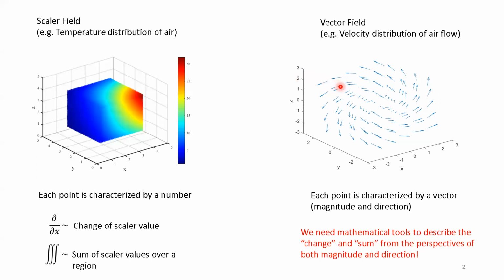So roughly speaking, the reason why we need vector calculus is because we also need to describe the change and the sum of this vector field. Now I not only want to describe the change of the magnitude of the vector, I also want to describe the change of the direction. And when I do the sum, I want to describe not just the sum of the magnitudes of the vectors, but also the direction.